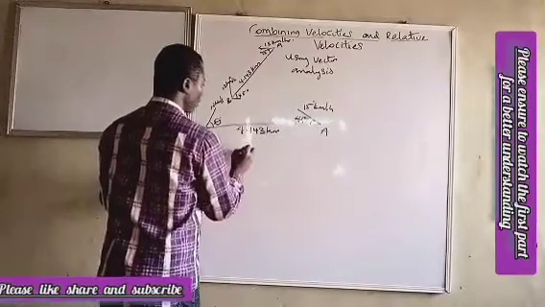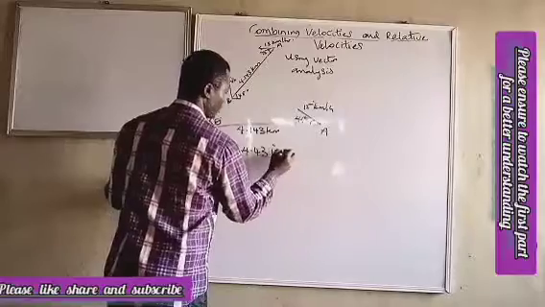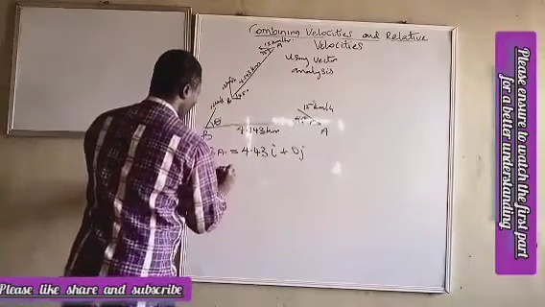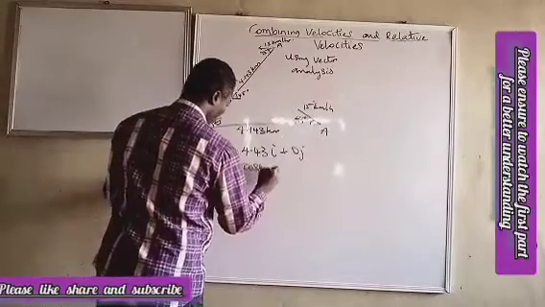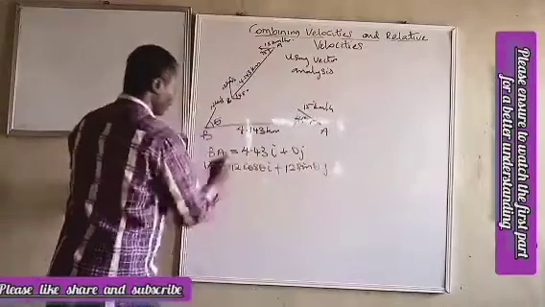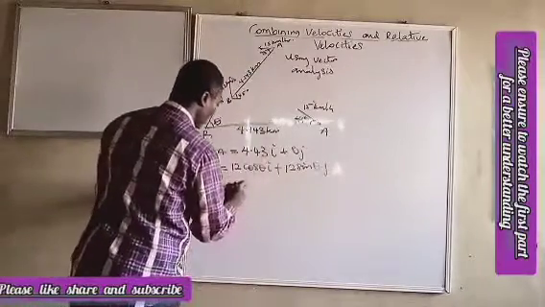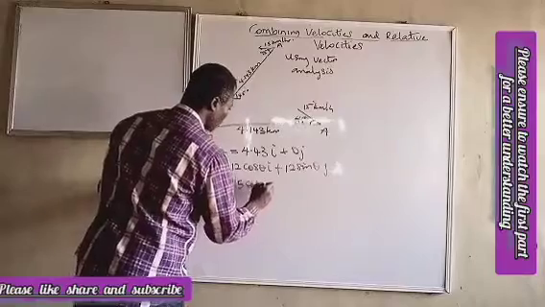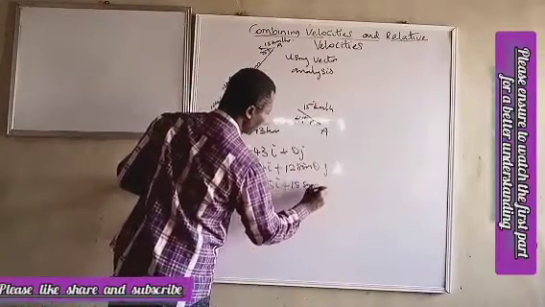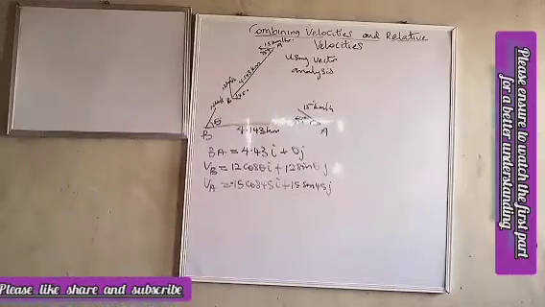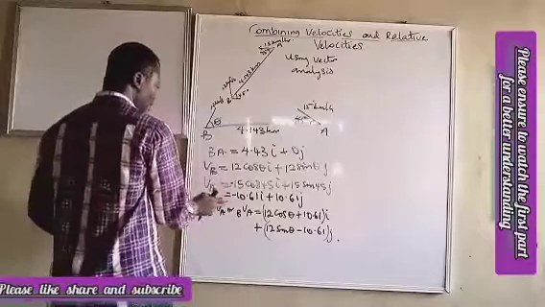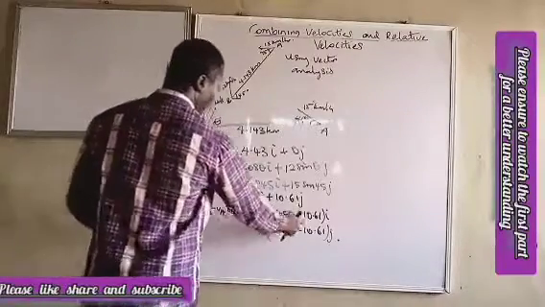BA is equal to 4.143i. That's it. Let's now look at it. VB is equal to 12 cos theta i plus 12 sine theta j. VA is equal to minus 15 cos 45 i plus 15 sine 45 j. So this is what we have. VA, VB. So VB minus VA, that is the relative velocity. This is what it gives.